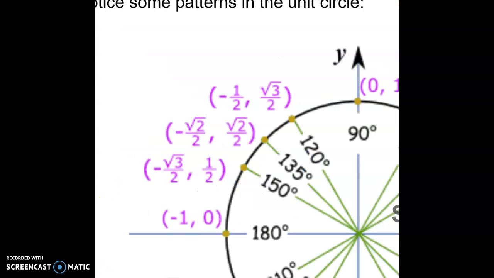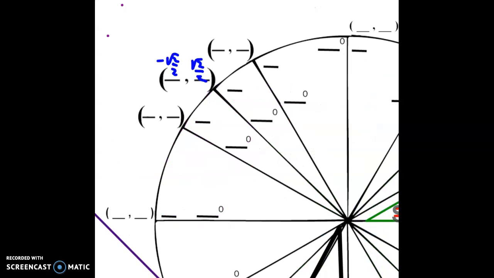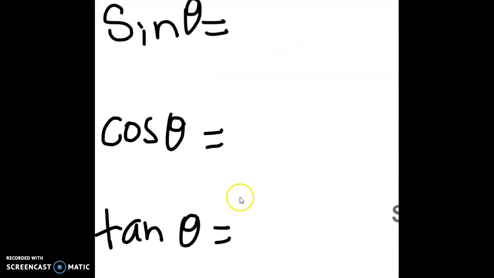Okay, so now what I'd like you to do is to go ahead and take that blank unit circle that's in your notes and complete all of the points on the circle. So pause the video and go ahead and do that.